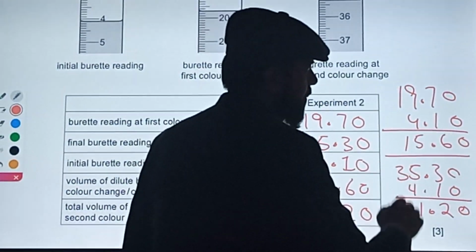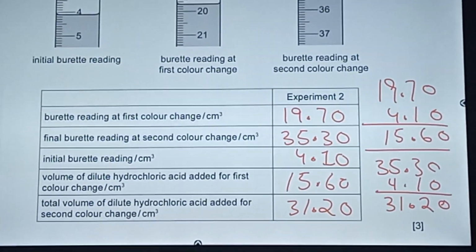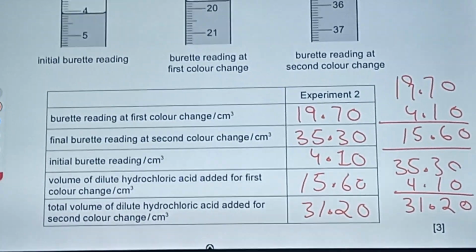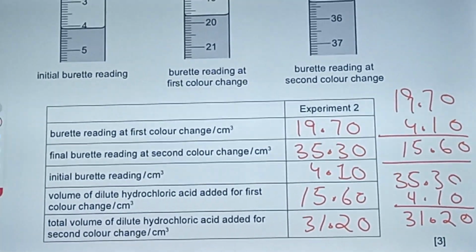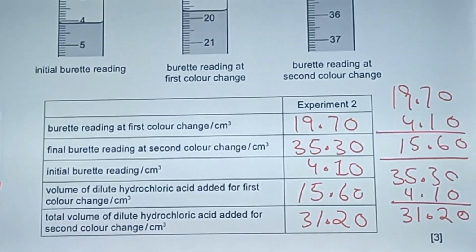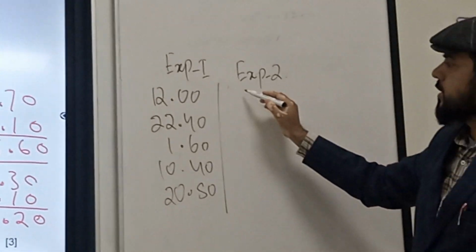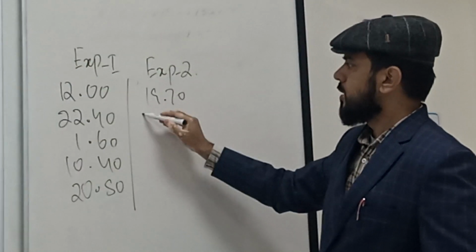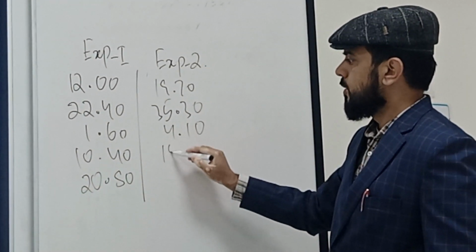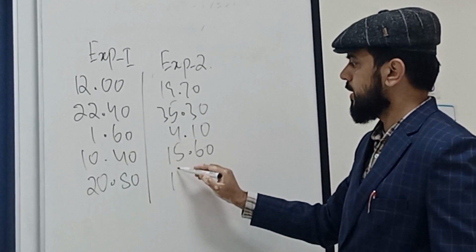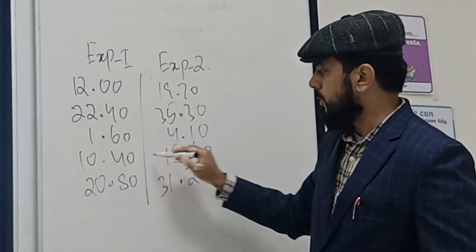If you compare the readings here, I'm writing. Comparison independently here, it is experiment 1 and this is experiment 2. So what we can see here is 19.70, 35.30, 4.10, 15.60, and 31.20. You can see the volume we used for the first color change.